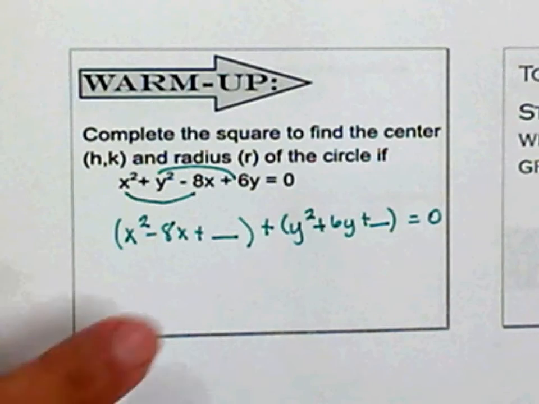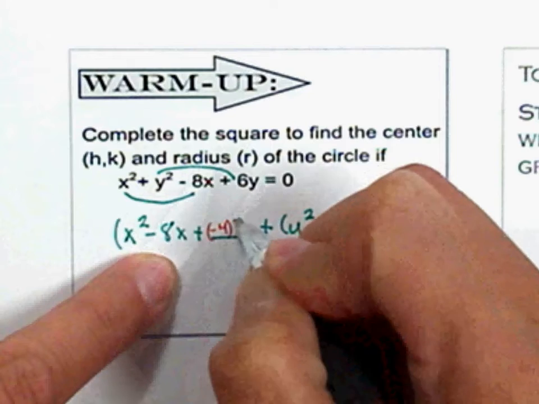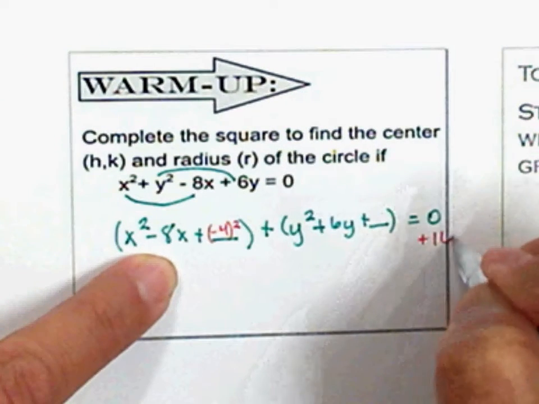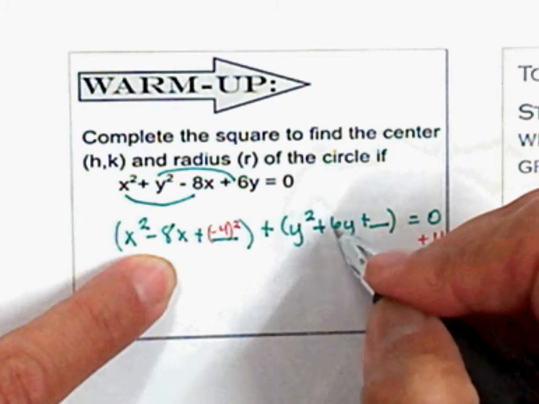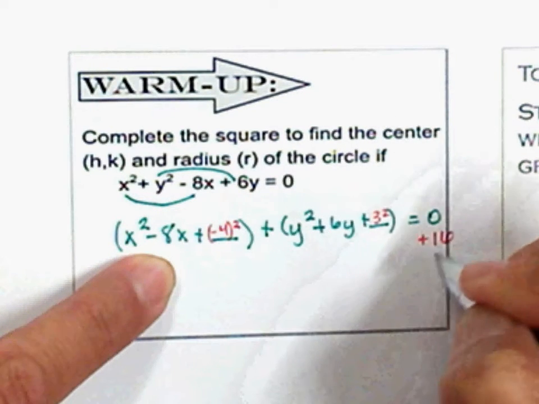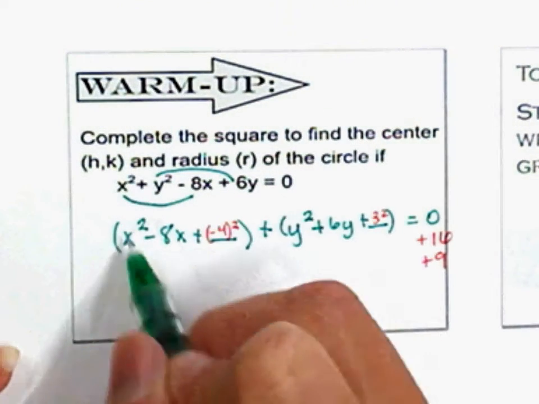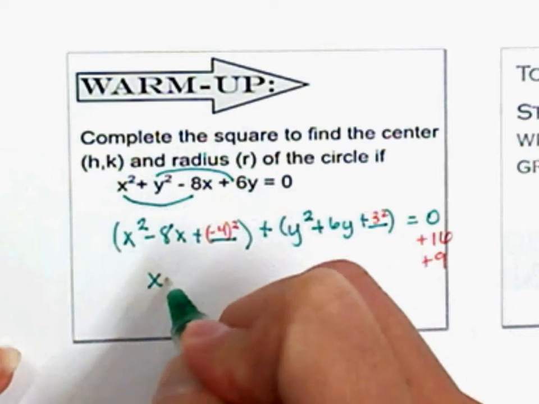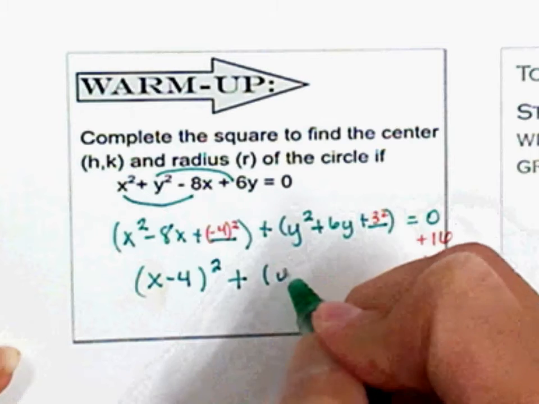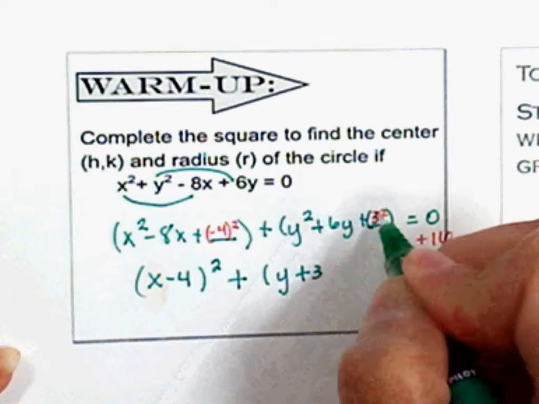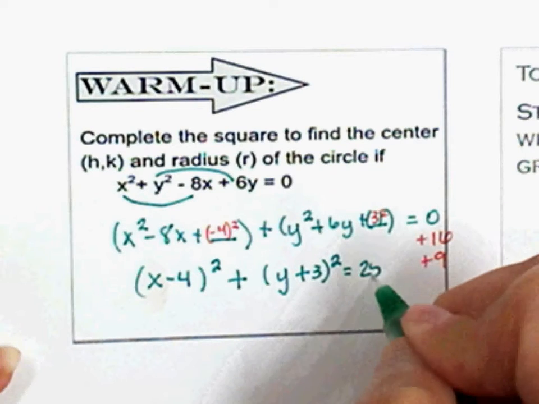As always, we cut this in half. So half of negative 8 is negative 4. And you're going to square it, which is positive 16. What you do to one side, you do to the other side. Half of 6 is 3 squared, which is positive 9. We are going to factor this out, and when we factor, we have x minus 4 squared plus y plus 3 squared equals 16 plus 9 is 25.